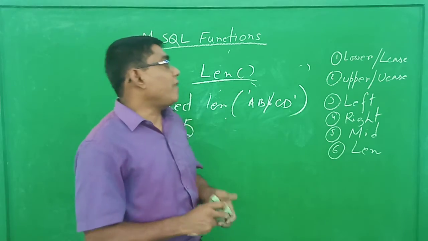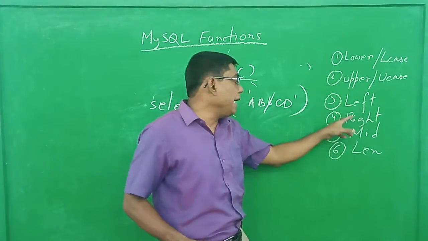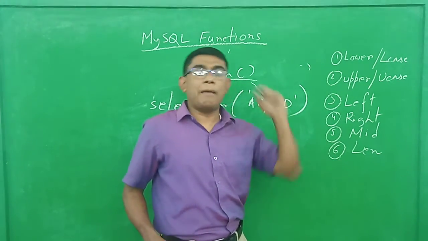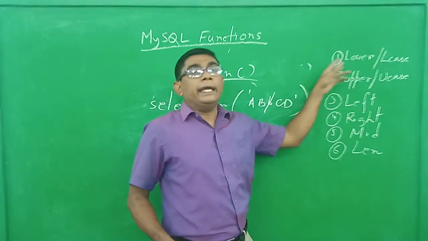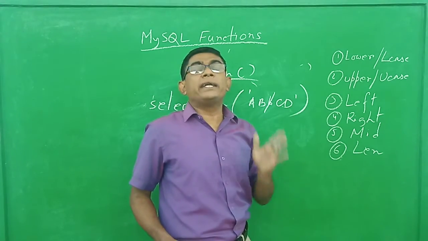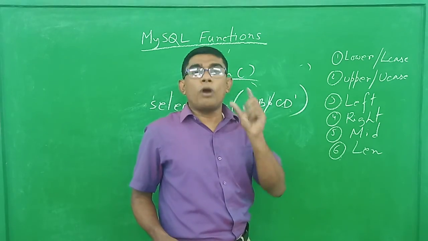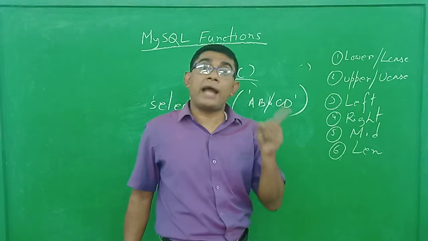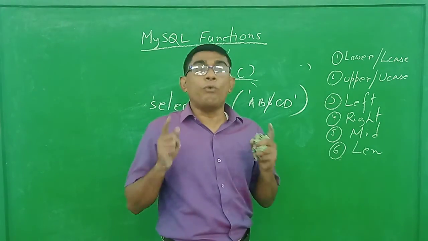Understood? Now we have learned the lower function, upper function, left, right, mid and len. What is the len function? It will count the total number of characters of a string. What is the lower function? It will convert a string into lowercase. What is the upper function? It will convert a string into uppercase. What is the left function? It will extract characters from the left hand side of the string. What is right? It will extract characters from the right hand side of the string. And what is mid? It will extract characters from any position of a string.